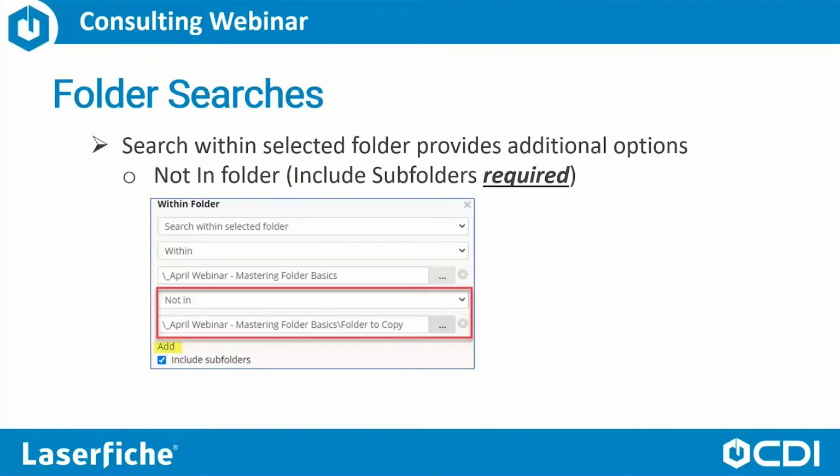If we choose search within the selected folder, we do have a few additional options there. We can search either within the folder or not within the folder, and a combination of any of the above by using the add link to add additional items. Again, we have the include subfolders option, and that works the same way as we had discussed in the current folder option.